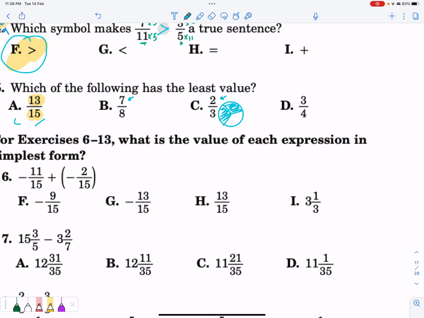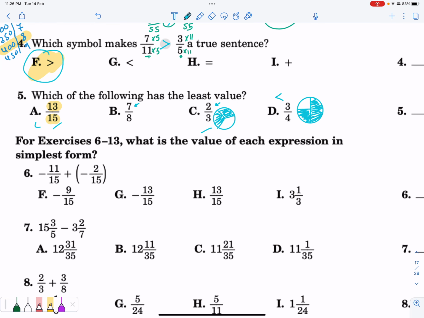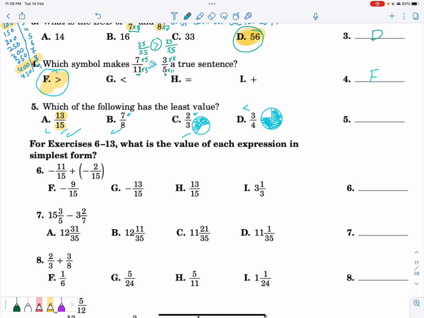And D, you have 3 parts out of 4. That one means that you have 3 shaded parts out of 4 parts. So clearly that is bigger than the 2 over 3, right? And also the 7 over 8 and the 13 over 15 are also big fractions, big shaded parts. So the least one of these 4 fractions is the 2 over 3. This is the least fraction.